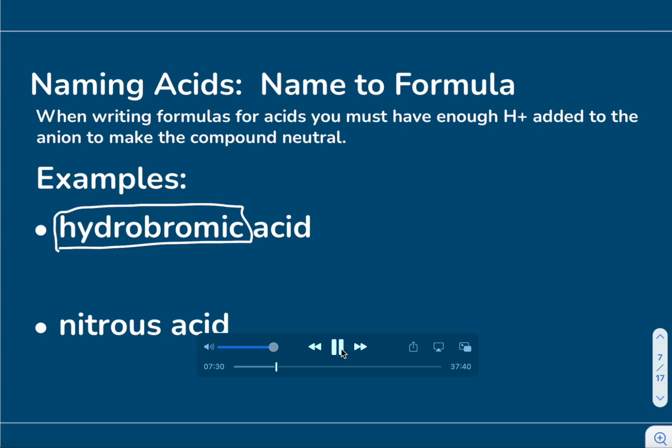If we look at hydrobromic, we know hydro tells us it's just an element, and bromic means bromide. Okay, so the bromide ion is Br minus. What you're going to do is take a look at the charge, and that's how many hydrogens you have to add, because we want this to be a neutral compound. So if the charge on the bromide ion is 1 minus, we would add 1 H. So hydrobromic acid is going to be HBr.